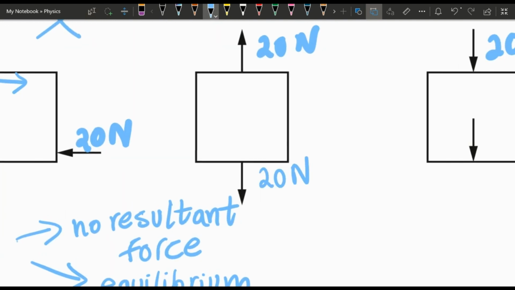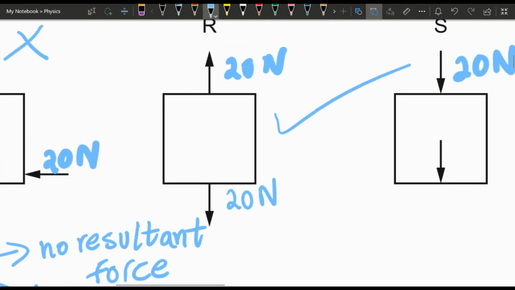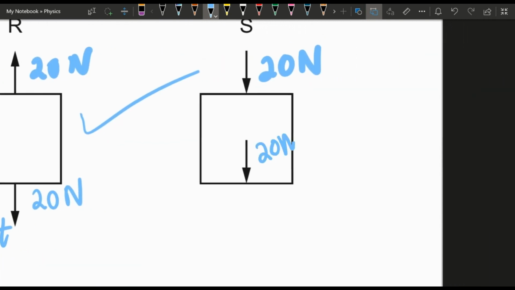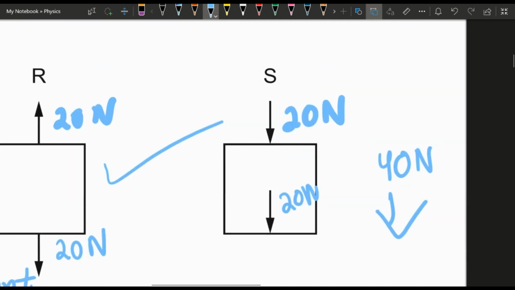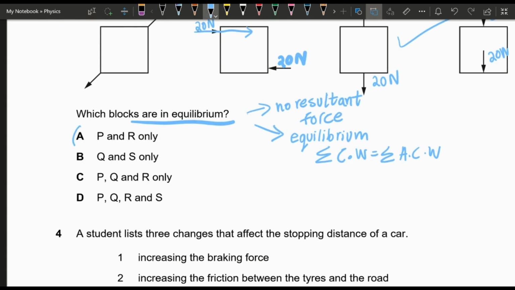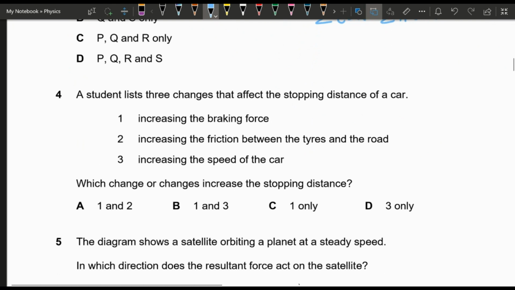Now let's look at R. 20 Newton upwards, 20 Newton downwards. Pretty simple. This is in equilibrium. Now 20 Newton downwards, 20 Newton downwards. So a total of 40 Newton is acting downwards. So how is it in equilibrium? It is not. Hence your answer will be P and R only, A. Right? Now let's move on to the next question.